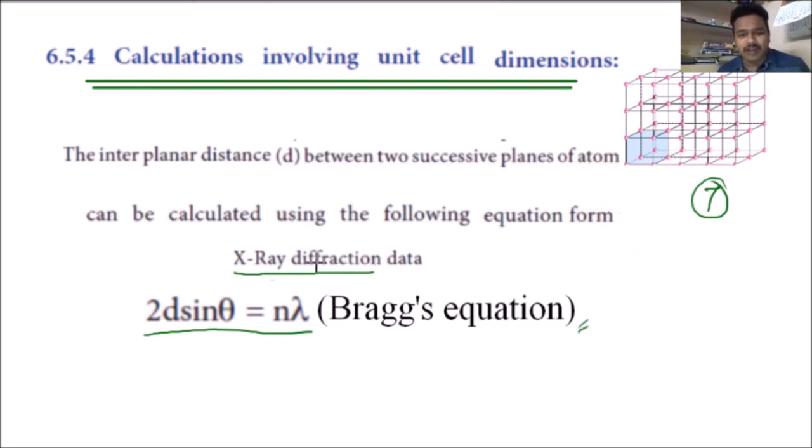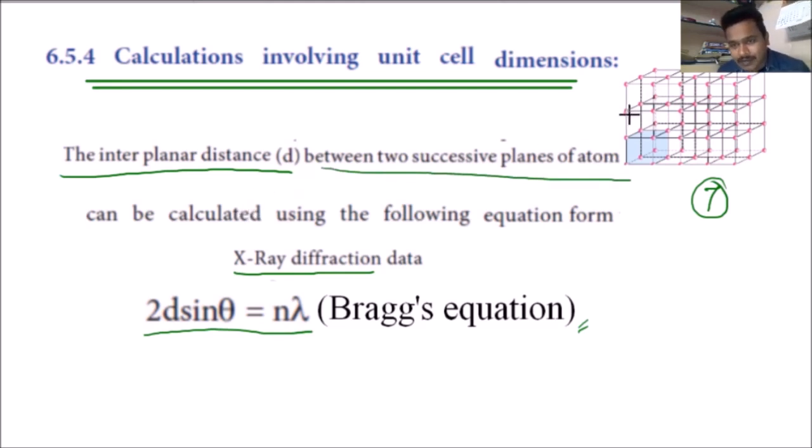X-ray diffraction is one of the methods. By using X-rays, we find the structure of that particular unit cell, the structure of the particular atom. In that, you can find out everything, including the dimensions. The dimensions mean mainly lengths, here the interplanar distance. What is the purpose of using Bragg's equation? To find out the interplanar distance between two successive planes of an atom.